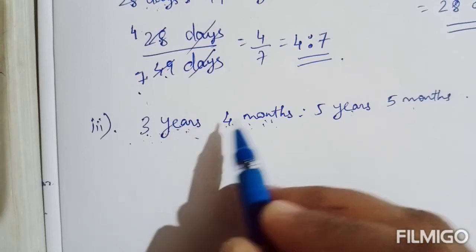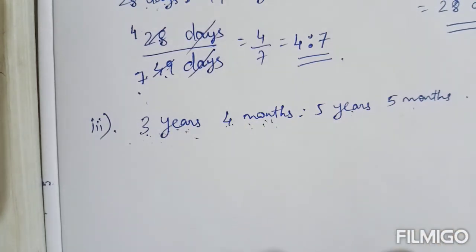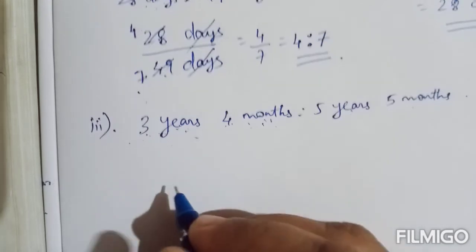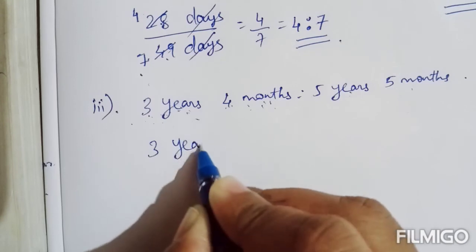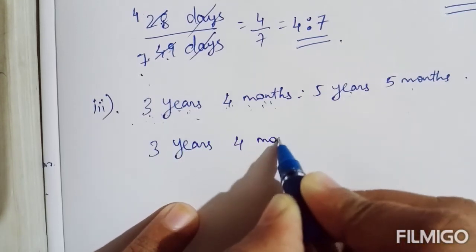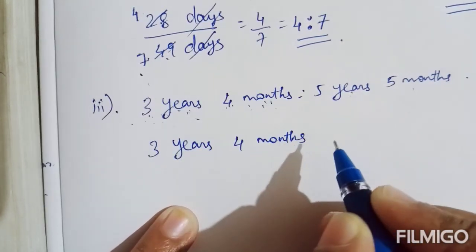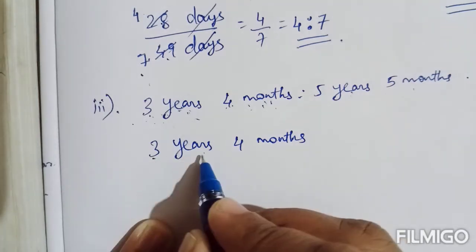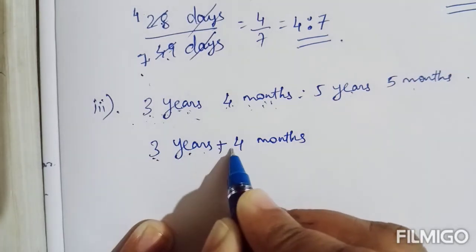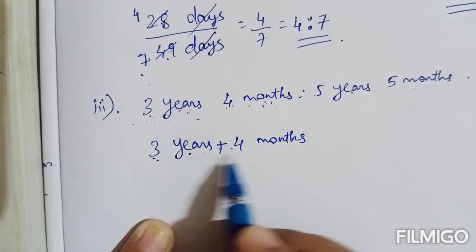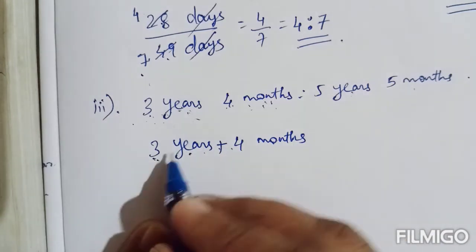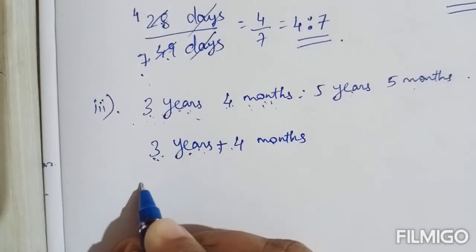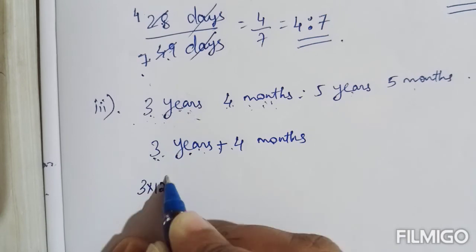So 3 years 4 months, either you can convert to years or you can convert to months. Okay, in that way we have to convert first. 3 years 4 months, let us convert this to months. So 3 years 4 months we can split like this: 3 years plus 4 months. 3 years means how many months? It is 3 into 12 months.